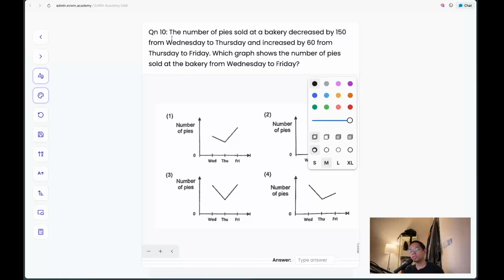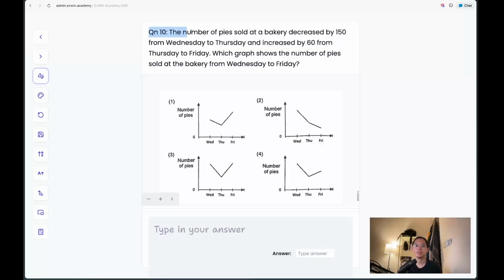Right, question 10. The number of pies sold at the bakery decreased by 150 from Wednesday to Thursday and increased by 60 from Thursday to Friday. Which graph shows the number of pies sold at the bakery from Wednesday to Friday?